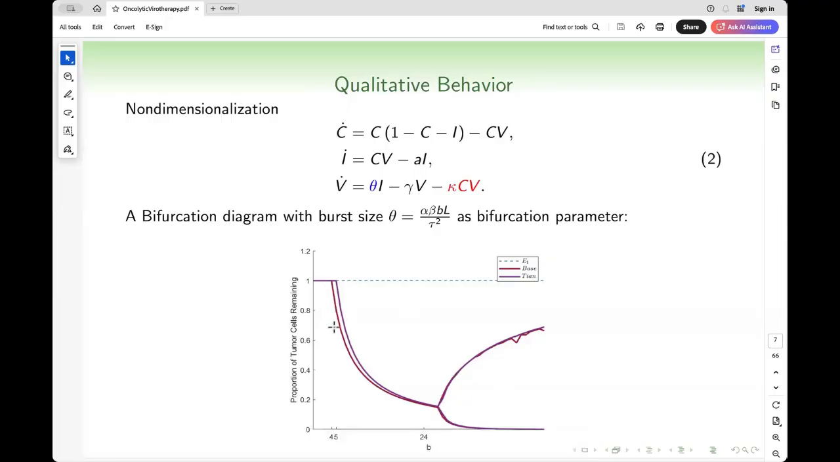Now, the red and the blue is with and without this term here, this kappa CV term. So if I take it out, I get the blue term. If I keep it in, I keep the red curve. So you see, qualitatively, there is a minimal difference between those. And this is my mathematical reason to get rid of the term. Biologically, I also think it is very small and can be removed. Okay.